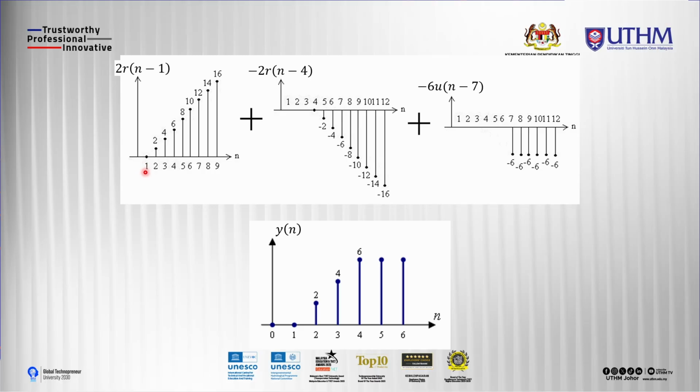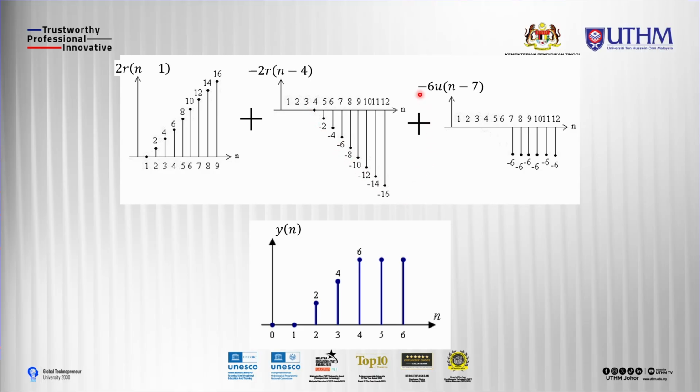This means that n equals 1, you have the ramp function with every increment of 2: 0, 2, 4, 6, 8, 10, and so on. Then minus 2 ramp n minus 4 is also a ramp function, but the amplitude increment is -2, starting with n equal to 4: minus 2, minus 4, minus 6, minus 8, minus 10, and so on.